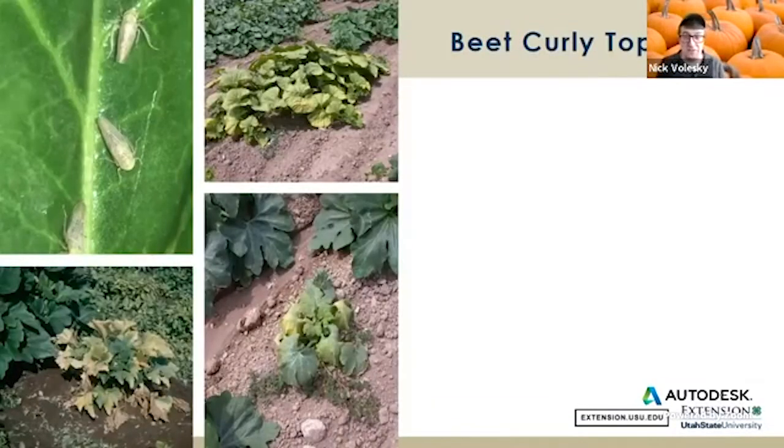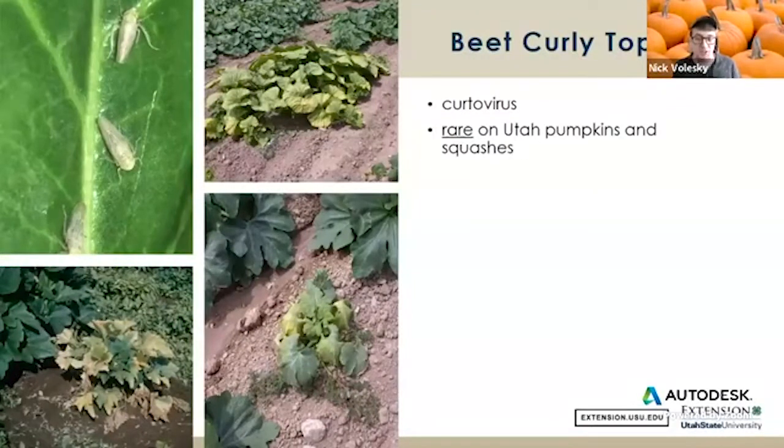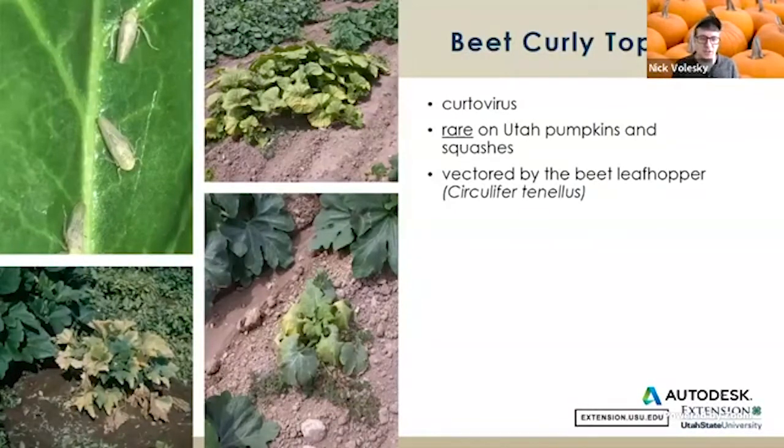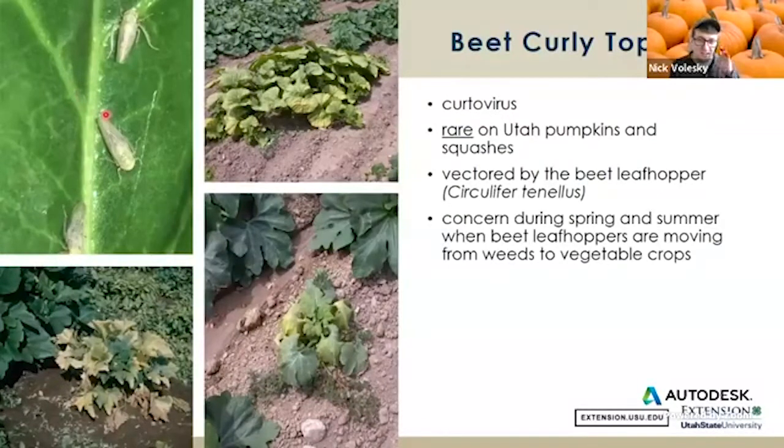So let's talk about viruses quick. The first one I want to mention is beet curly top virus, which you might be familiar with in our tomato crops. This can also affect our squashes and pumpkins. However, that's kind of rare. We usually see it on other crops first, but it's vectored by this insect called the beet leafhopper. And it's usually a concern from the spring to the summer when beet leafhoppers are moving from our weeds up on the foothills to our vegetable crops.